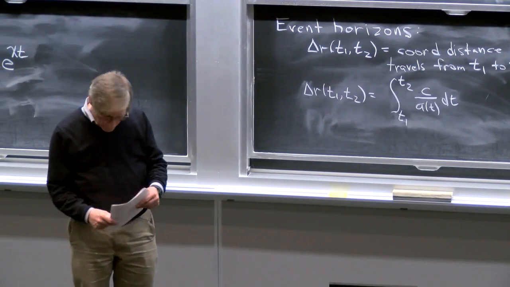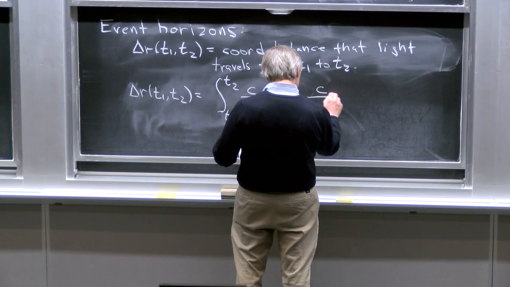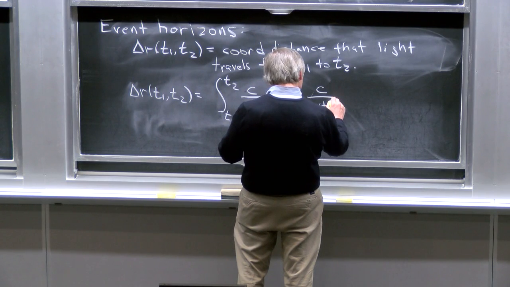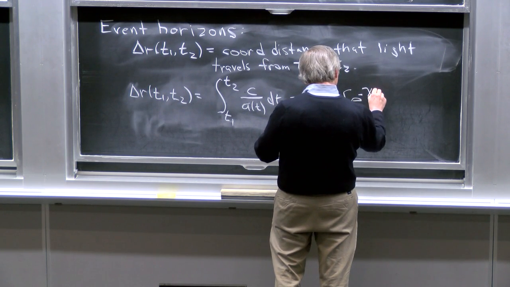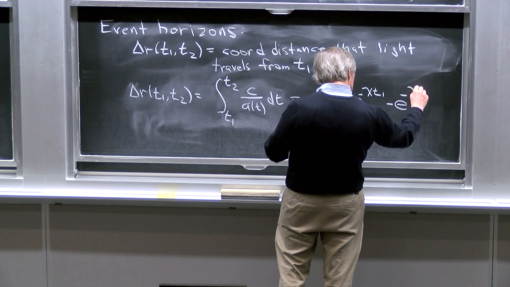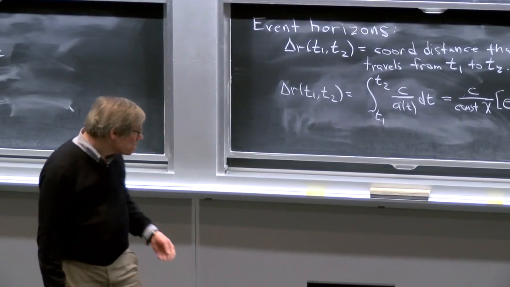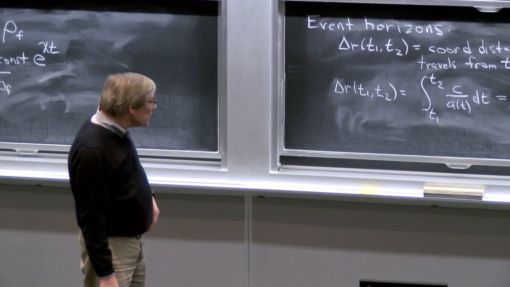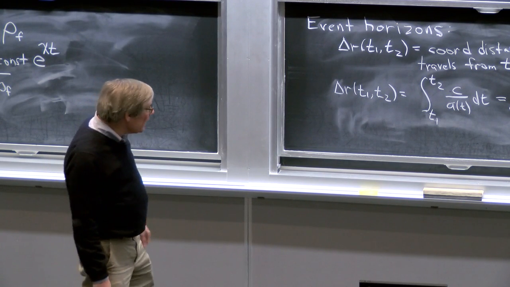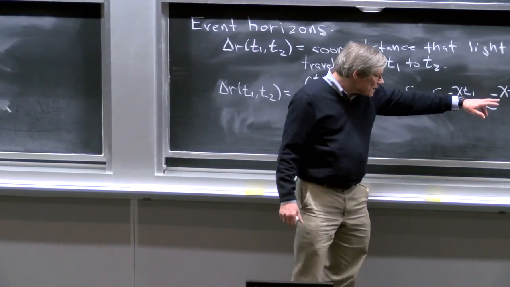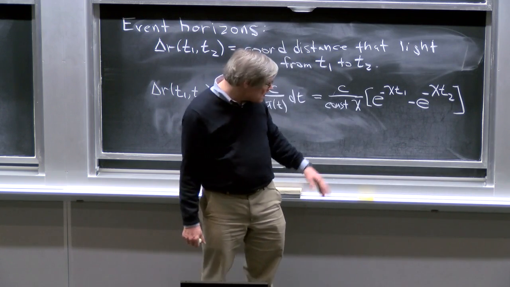We've seen that formula before. And this can easily be done by putting in what a of t is. And we get c over the constant that appeared in that formula, whatever it is, times chi, the exponential expansion rate, times e to the minus chi t1 minus e to the minus chi t2. Now the question we want to ask ourselves is, suppose we let this light ray travel for an arbitrarily long amount of time, which means taking t2 to infinity. The important feature of this expression is that as t2 goes to infinity, the expression approaches a finite value. The second term just disappears, and you're left with the first term.